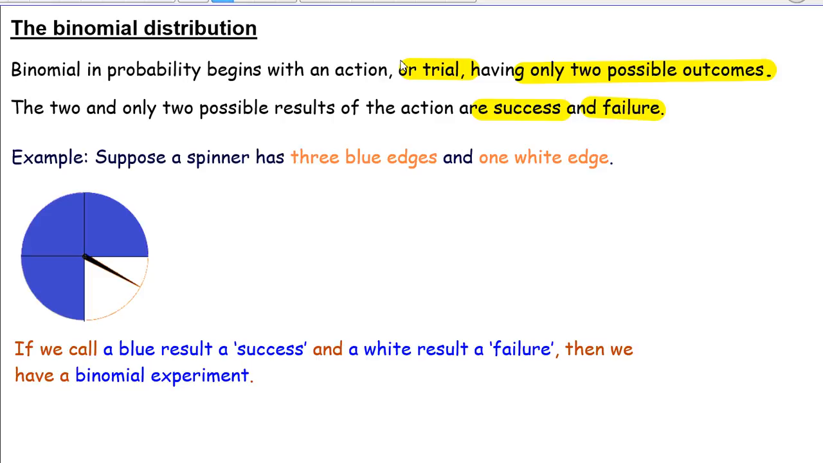So, suppose a spinner has three blue edges and one white edge, like the one that we have here. If we call the blue result a success and the white result a failure, then we have what we call a binomial experiment.